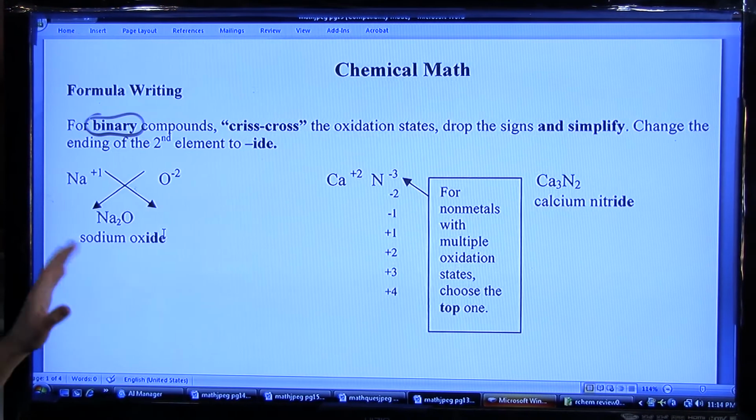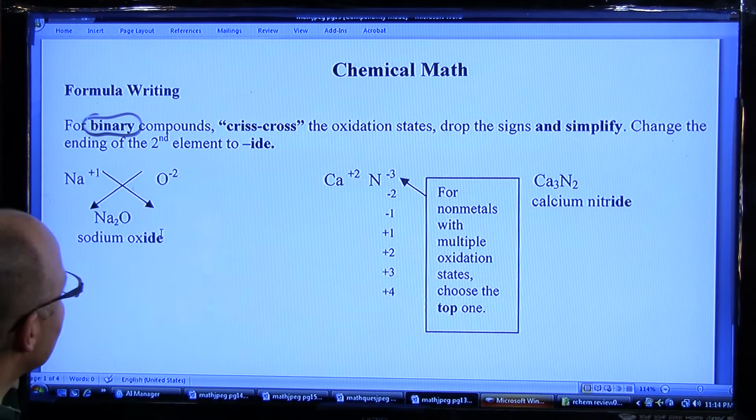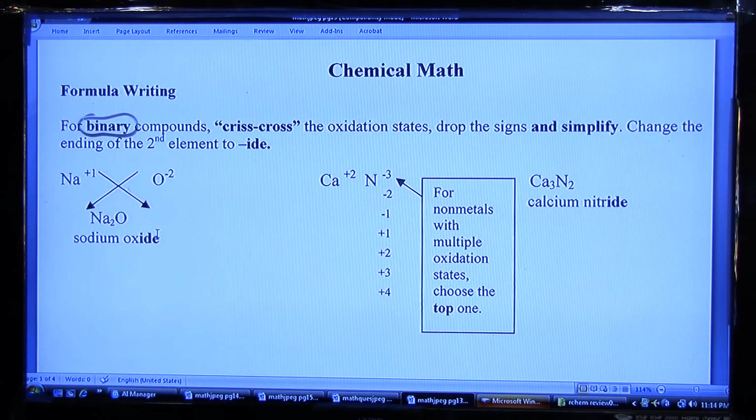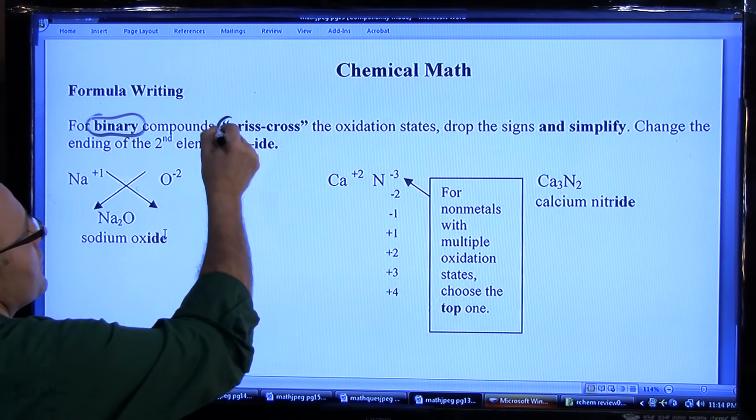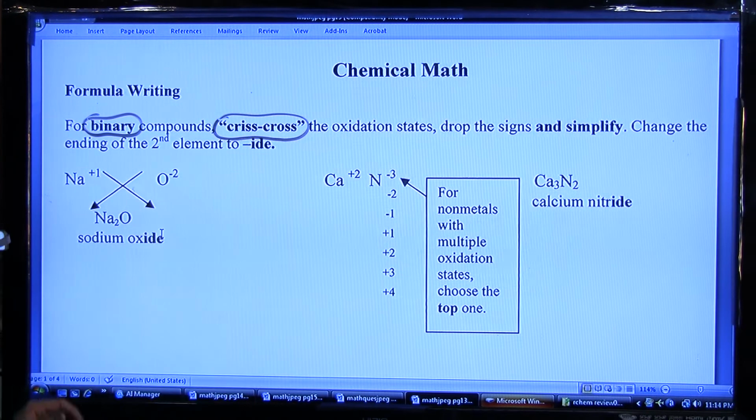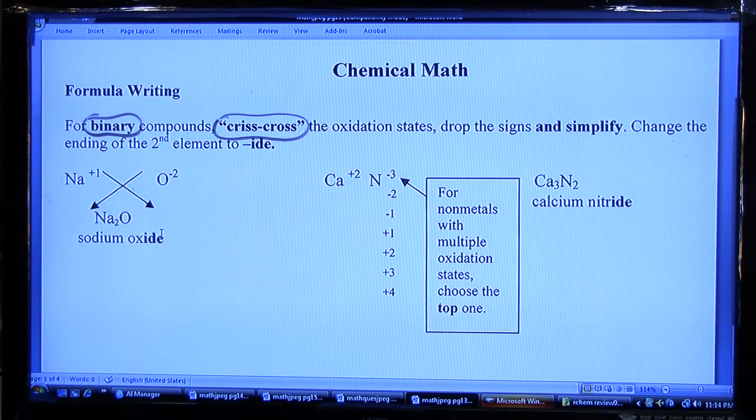Now, to get the ratio of the elements in the compound, what you need to do is first find the oxidation states of these elements, which are the charges that are to the right of the elements in your periodic table. And then you crisscross the oxidation states. Of course, write the positive one first, followed by the second, which in this case here would make sense. It's a metal and a non-metal. The metals form positive ions and the non-metals negatives.